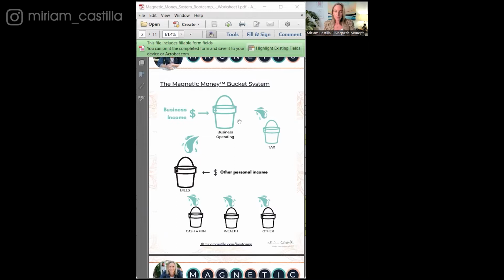So at the top here, the green buckets are your business buckets. So your business income flows in to usually your business operating bucket. And most of the time, one bank account is plenty to cover that. And then we put some money aside here for tax. So you have this tax money bucket.